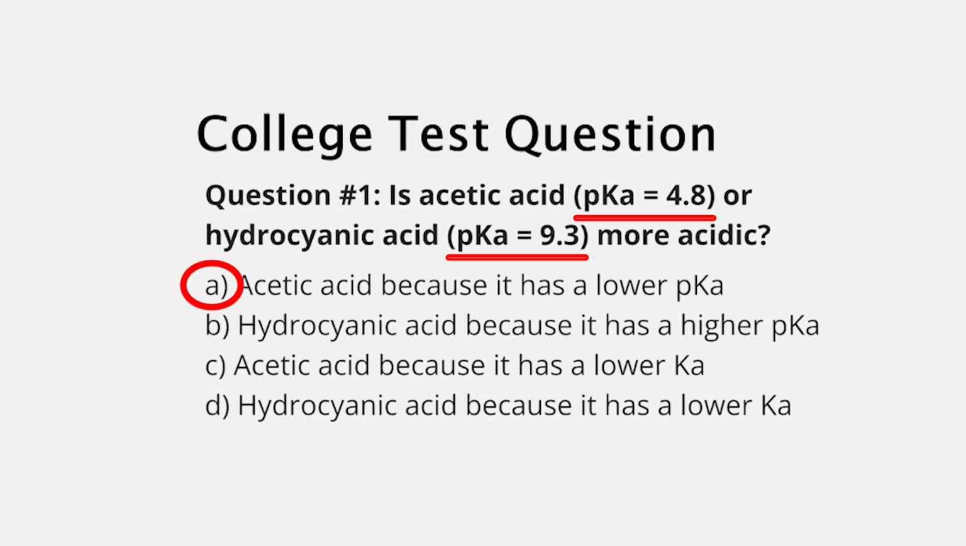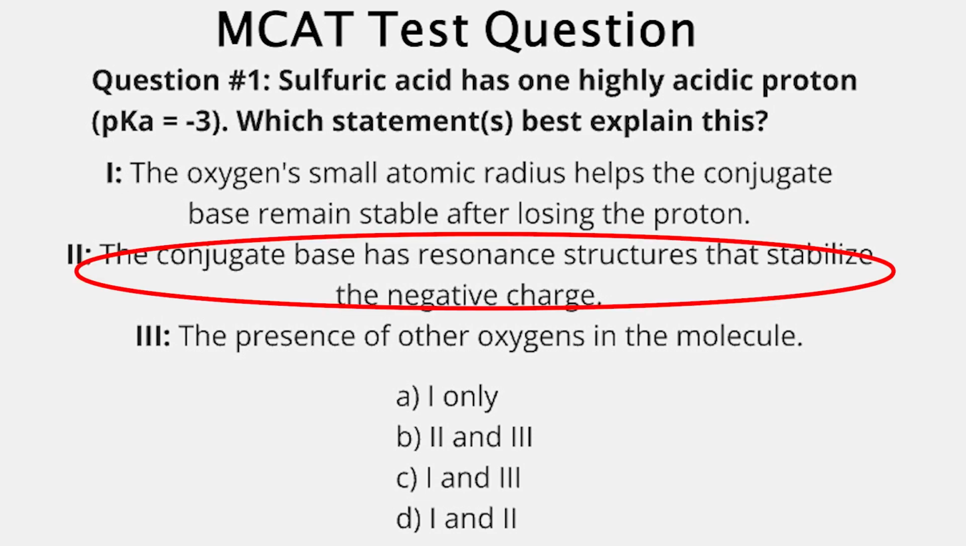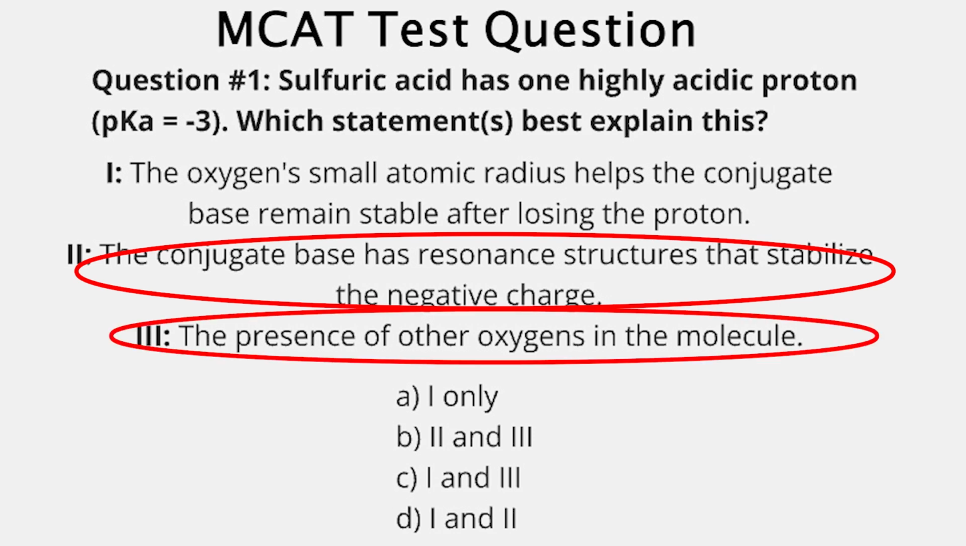Here's an example of how the MCAT might test your knowledge about this same topic. This question requires you to not just know what pKa means, but also to understand what things influence the value of a molecule's pKa. This forces you to make connections to multiple other chemistry topics. To fully explain each answer option in this question, you would have to be able to draw Lewis structures, identify resonance structures, and understand the concepts of inductive effects and atomic radius.